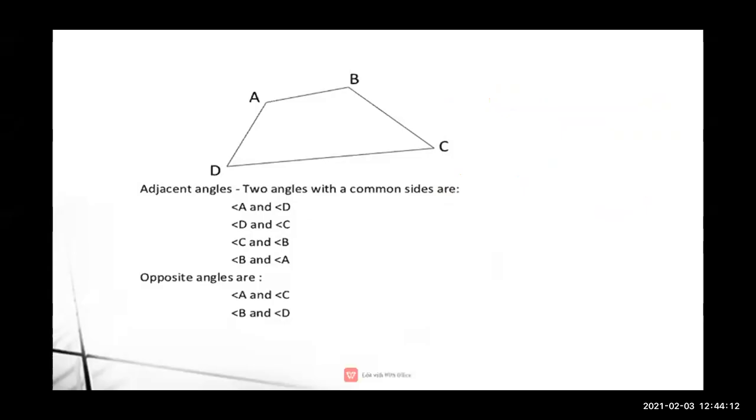Now opposite angle means, see, this is our first angle A. What is the opposite of this? The opposite is on the other side. What is the opposite of A? Very good. The opposite of A is C. Now what is the opposite of B? That is D. Opposite of B is D.